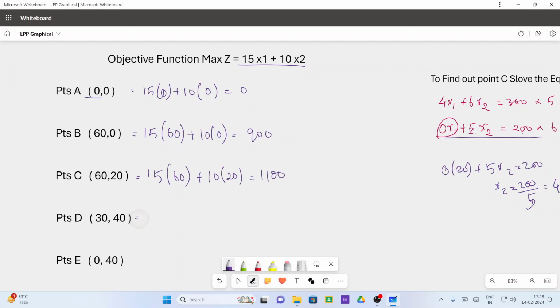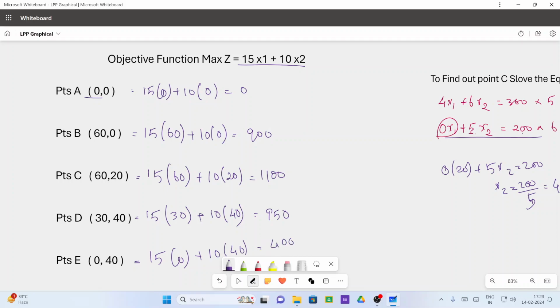1100. And for this next one, 15 into 30 plus 10 into 40. So this is going to be 450 plus 400, which is going to be 950. And the next one is 15 into 0 plus 10 into 40. So finally this is going to be 400.